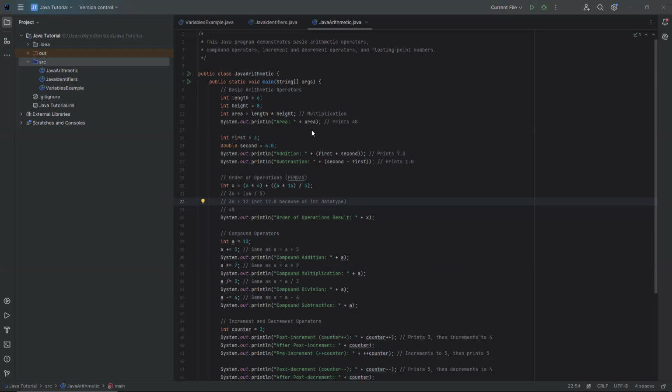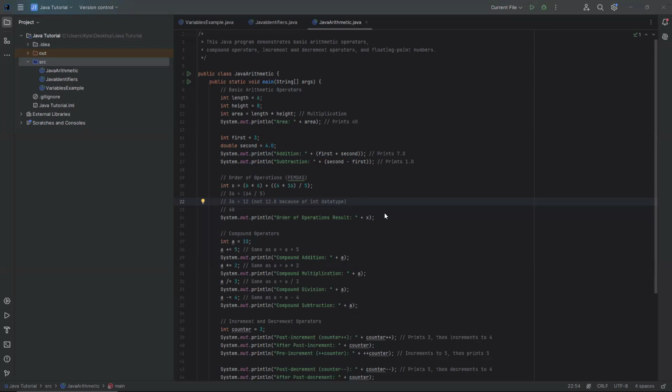And then we print that out. Another example here, we're declaring an int variable first equal to 3 and a double variable second equal to 4.0. So int and double, two different data types. When we perform an arithmetic operation here, it's going to result in a double. So first plus second, 3 plus 4.0, is equal to 7.0. And in subtraction, 4.0 minus 3 is 1.0.